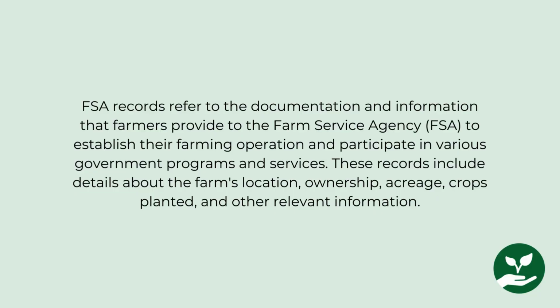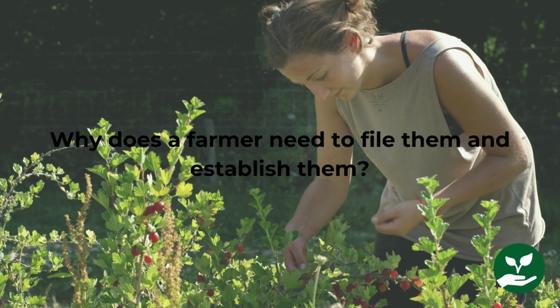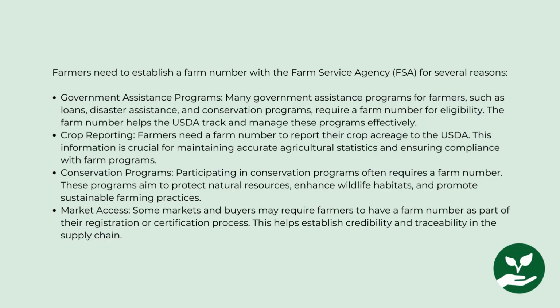FSA records refer to the documentation and information that farmers provide to the Farm Service Agency to establish their farming operation and participate in various government programs and services. These records include details about the farm's location, ownership, acreage, crops planted, and other relevant information. So why does a farmer need to file them and establish them?